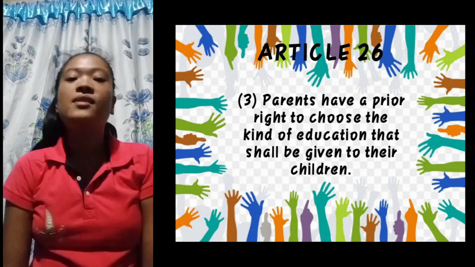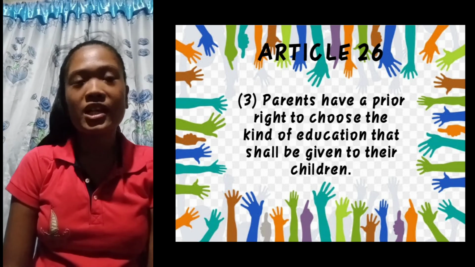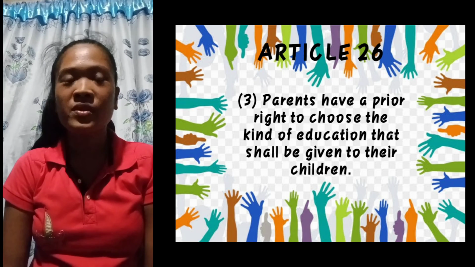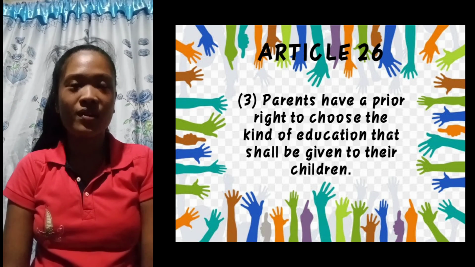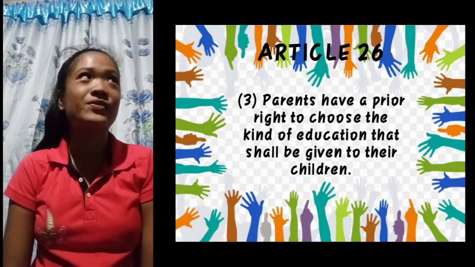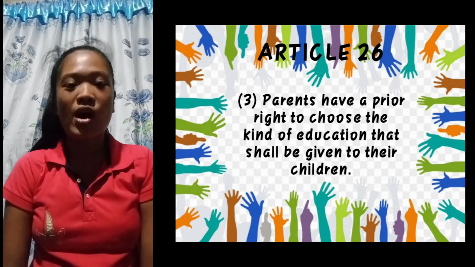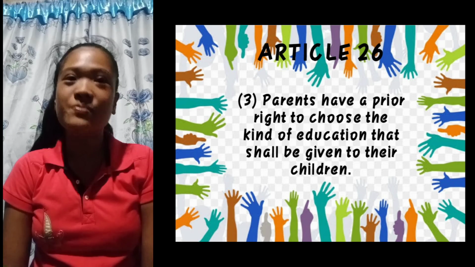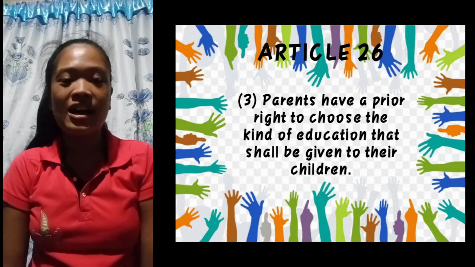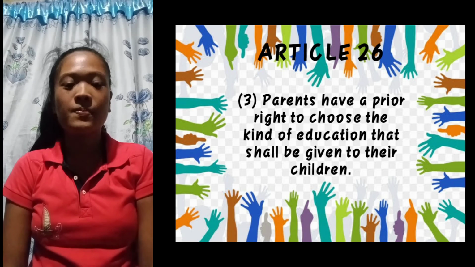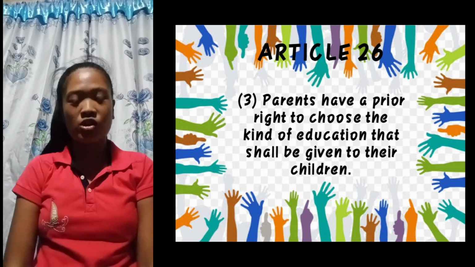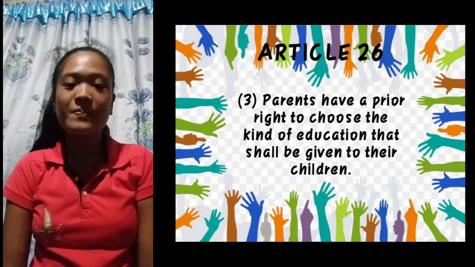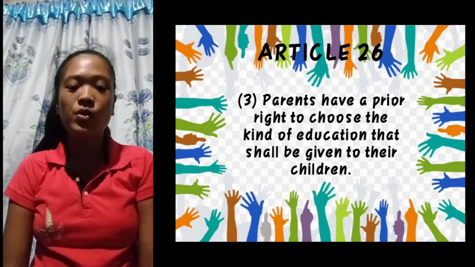Another is parents have a prior right to choose the kind of education that shall be given to their children. There are private schools, public schools, and homeschooling. It depends on the parents' capacity. If the parents have a low budget, it is impossible to afford private school, so public school is good. And now, tertiary school, which is college, is free, as the government offers free tuition. And education is for all. All human beings have the right to be educated, to go to school.